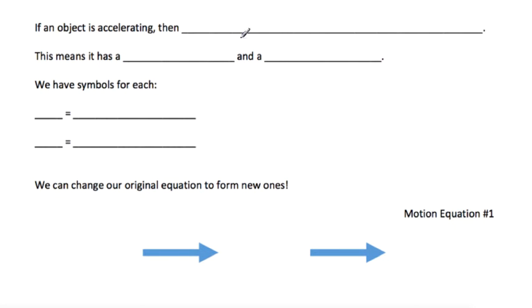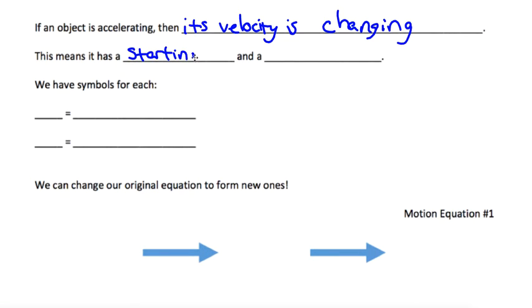So we talked about if an object is accelerating, then its velocity is changing. This means if your velocity is changing, that you start with a velocity and you end with a velocity. So this means it has a starting velocity, so I'm just going to put v, starting velocity, and an ending velocity. And we're going to have a symbol for each of those. And you've seen these before.